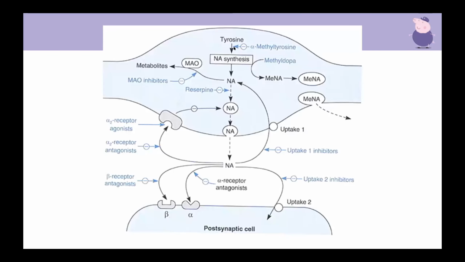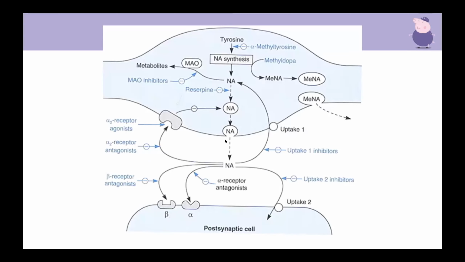You can see that we've got the tyrosine that is going to be acted on by enzymes to synthesize noradrenaline, and then you've got noradrenaline. Basically, once you have that action potential coming in, noradrenaline will be in the vesicles, and then they'll be ready to be exocytosed outside into the synapse.